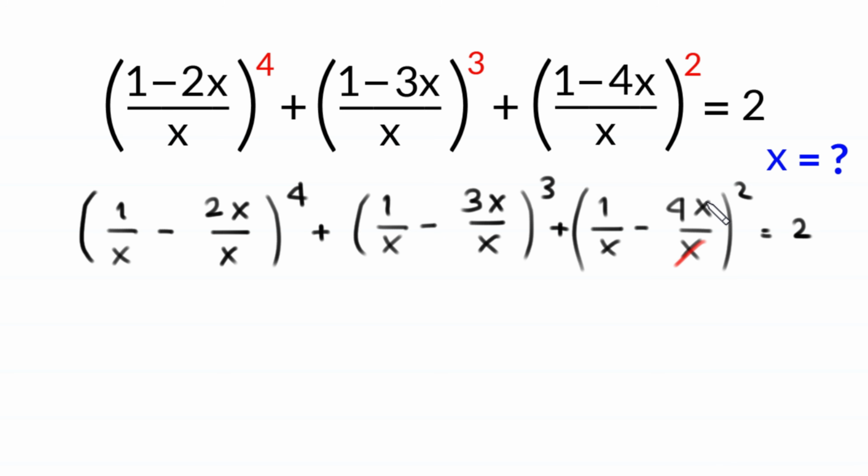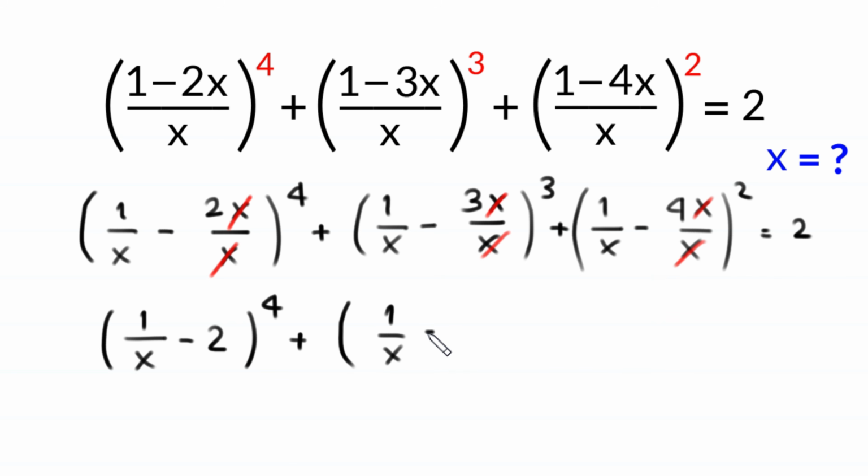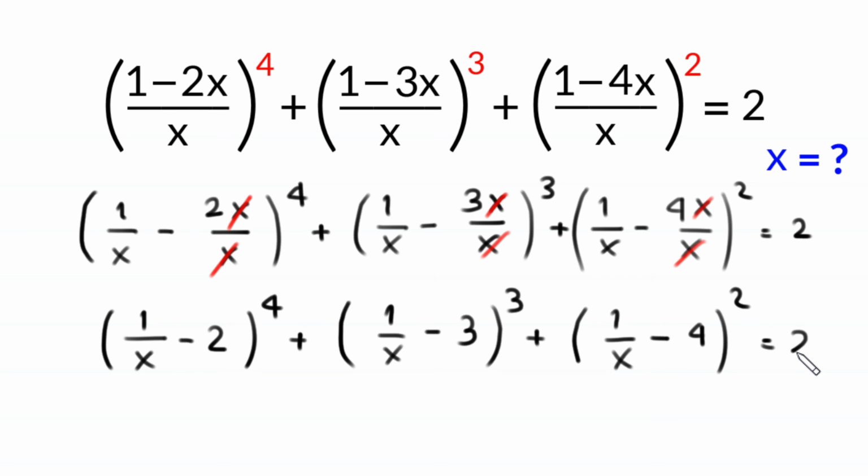Now this x and this x cancel out, and this x cancels out, and we are left with (1 over x minus 2) to the power 4 plus this will become (1 over x minus 3) to the power 3 plus this will become (1 over x minus 4) squared equal to 2.